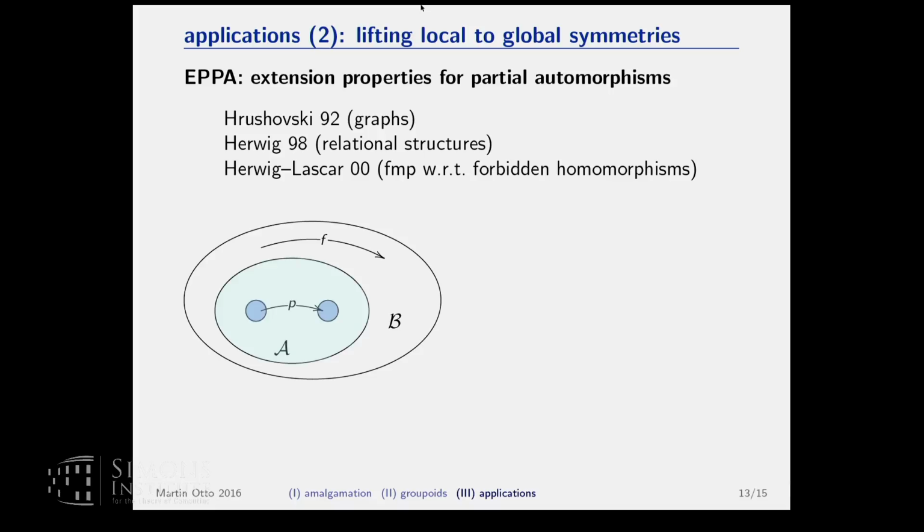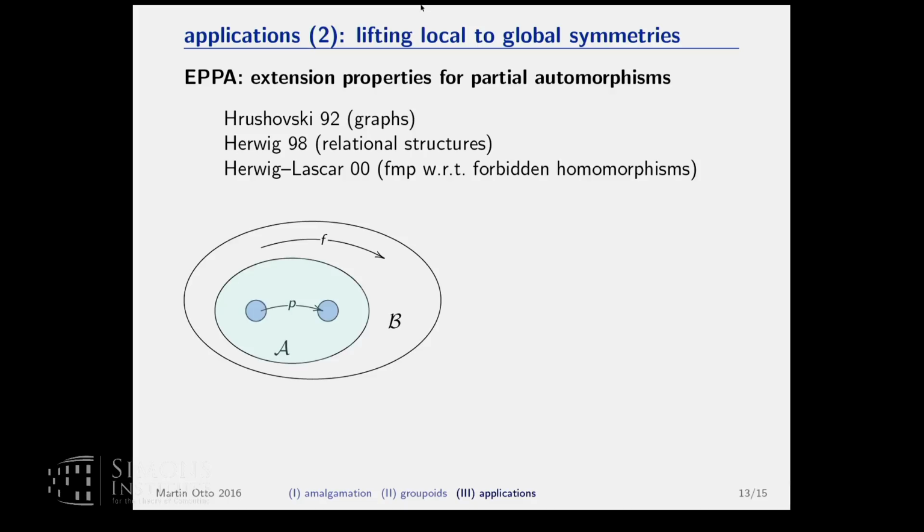So this EPPA stands for extension property for partial automorphisms, and the problem is maybe best explained in terms of this sketch. You're given a finite relational structure A together with some collection, and here I put a single internal partial isomorphism of this structure. And the task is to find an extension which is still finite, structure B, so that the original A sits as an induced substructure, and in such a way that this local symmetry that you have inside A extends to global symmetry of B. Right?